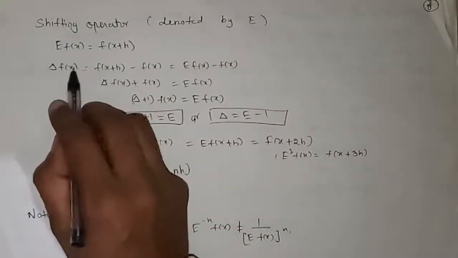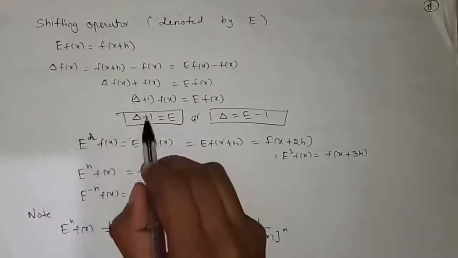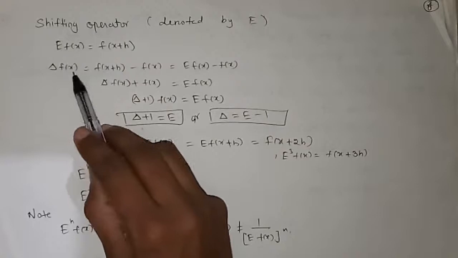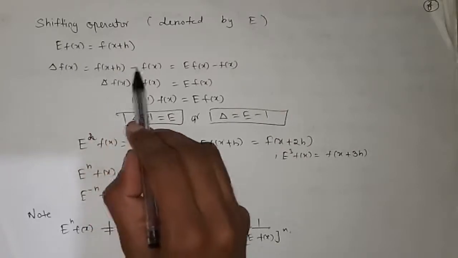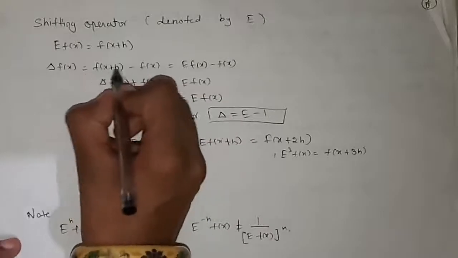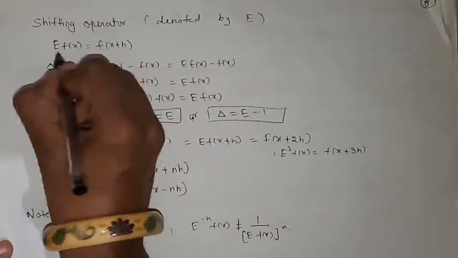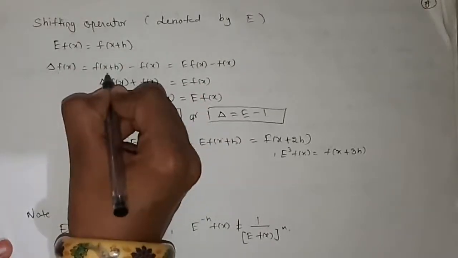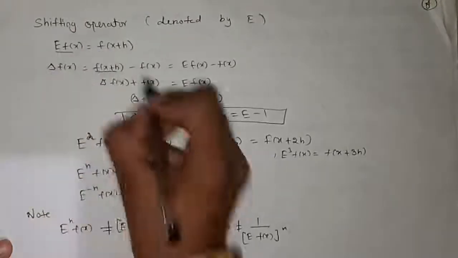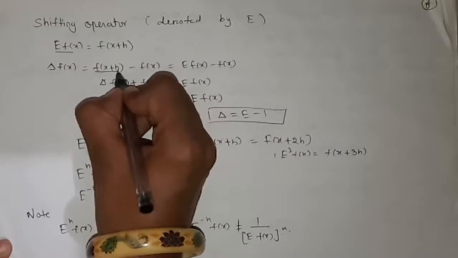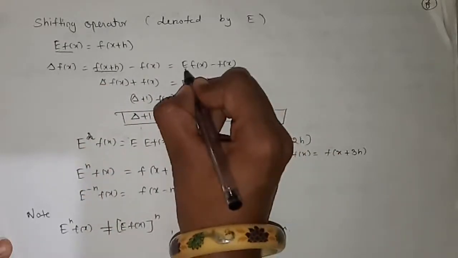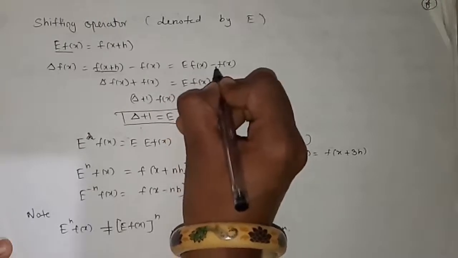One more thing, what is the relation between the shifting operator and the difference operator? We have Δf(x) as f(x + h) minus f(x). Here, Δf(x) is this, and my E f(x) is nothing but f(x + h). So in place of this value, I can write this. I am writing E f(x) in place of f(x + h). So this becomes E f(x) minus f(x).